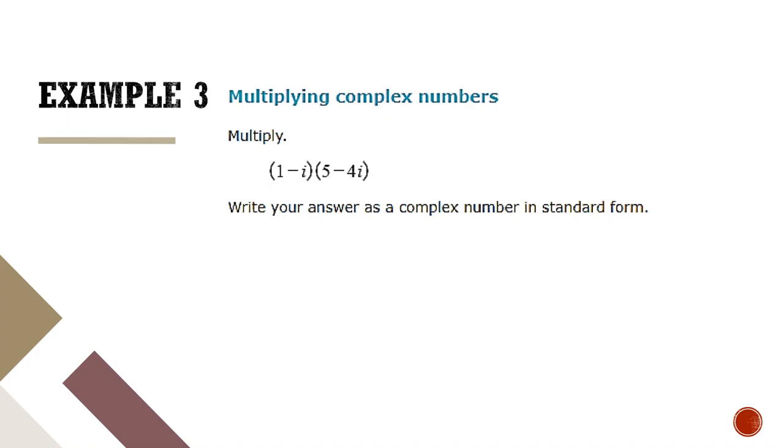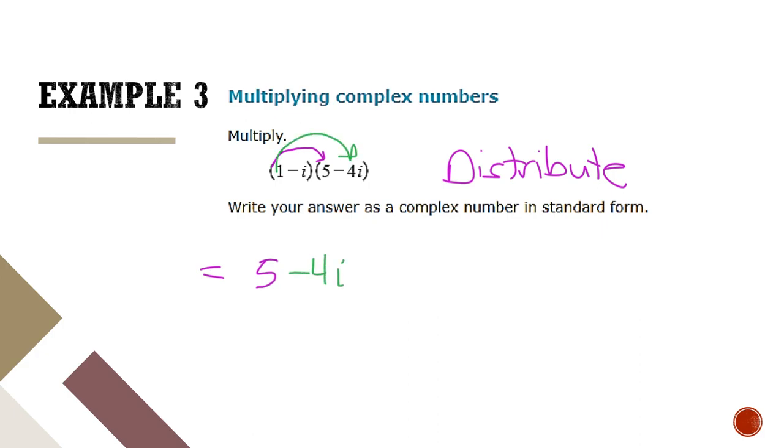So what if I'm multiplying these? Well, that's just to distribute. Remember, we are going to distribute and then combine like terms, just like the negative. So again, we do the first one, multiply 1 times 5. So 1 times 5 is 5. We do 1 times negative 4, which is negative 4i.